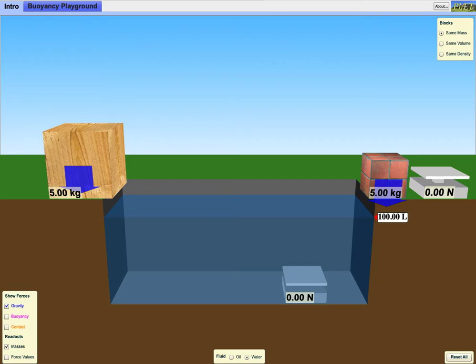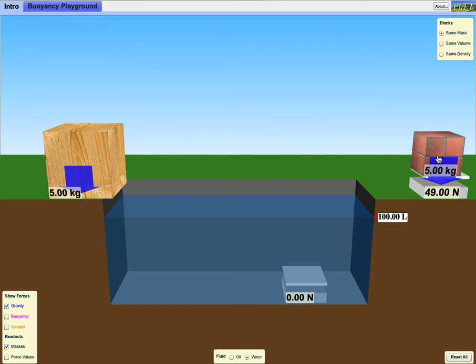This simulation is going to help us understand what a buoyant force is. The whole idea is that here you have a piece of cement, and if you weigh it in air, it comes out to about 49 newtons. Pretty much 5 times 9.81 is going to give you 49 newtons. So that's the weight of this mass in air.